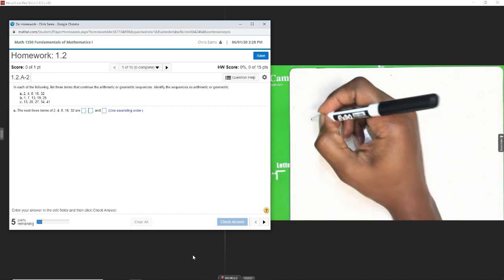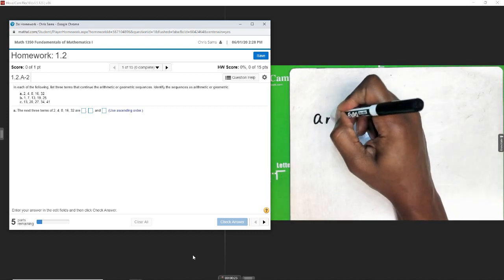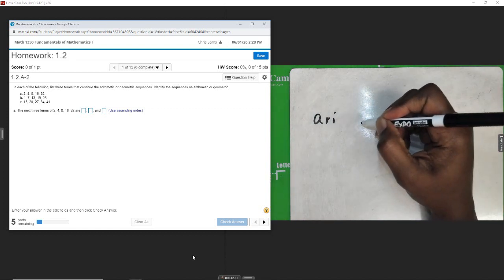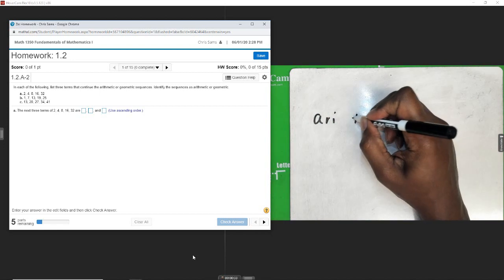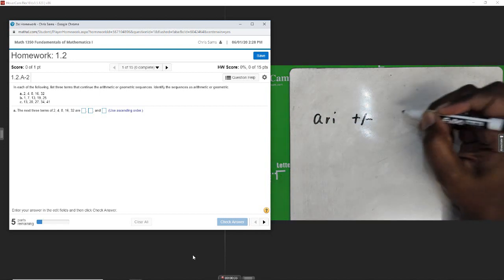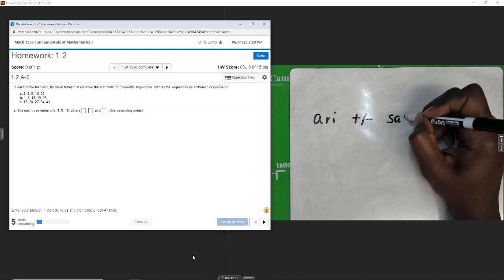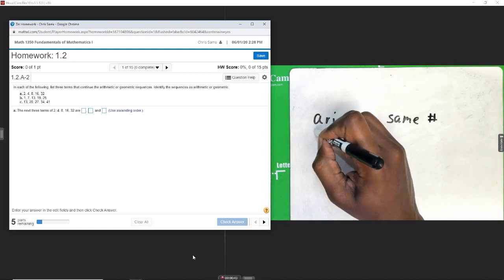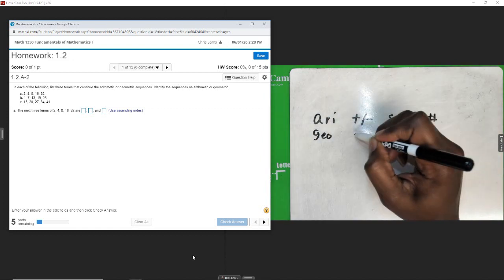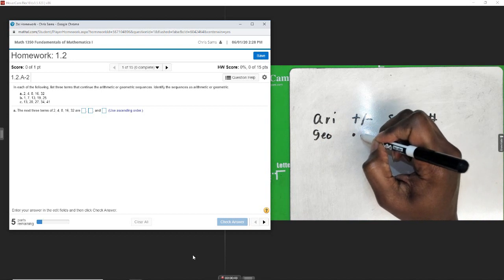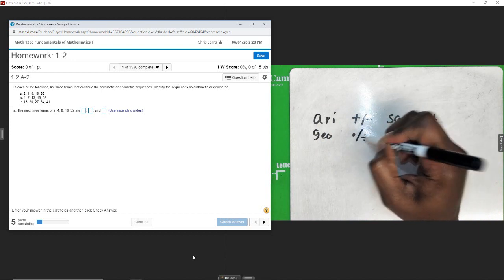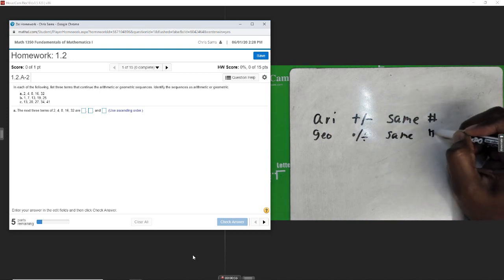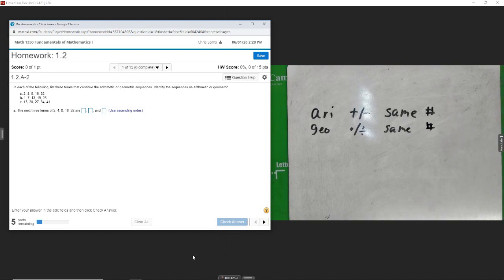Okay, so arithmetic, I'm going to abbreviate it ARI. These will have a common difference. They will be adding or subtracting the same number every time. Okay, geometric, I'm just going to say geo. These will multiply or divide the same number every time.